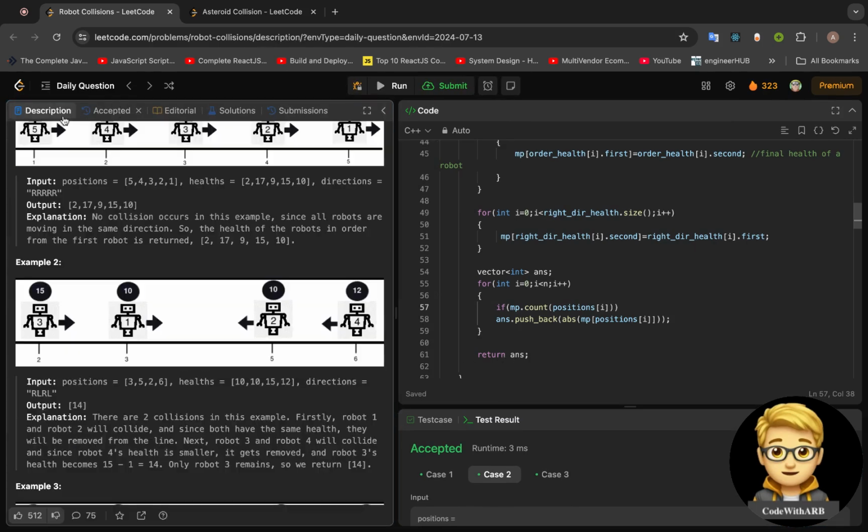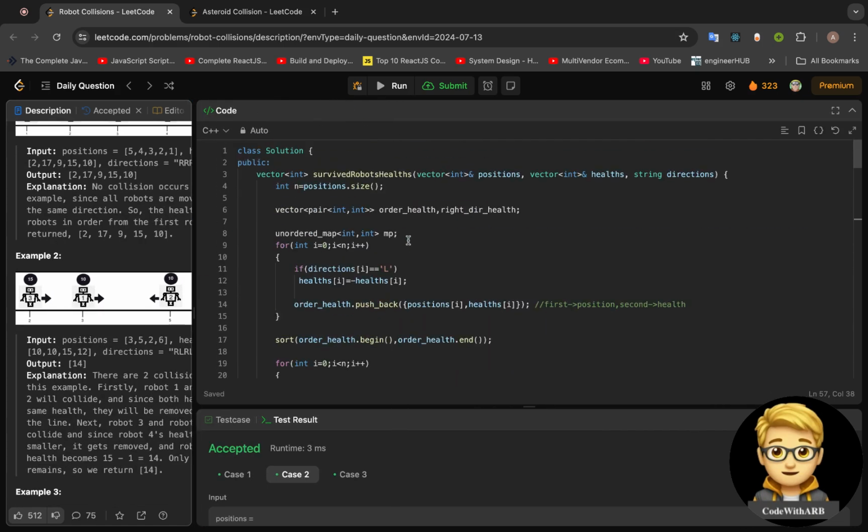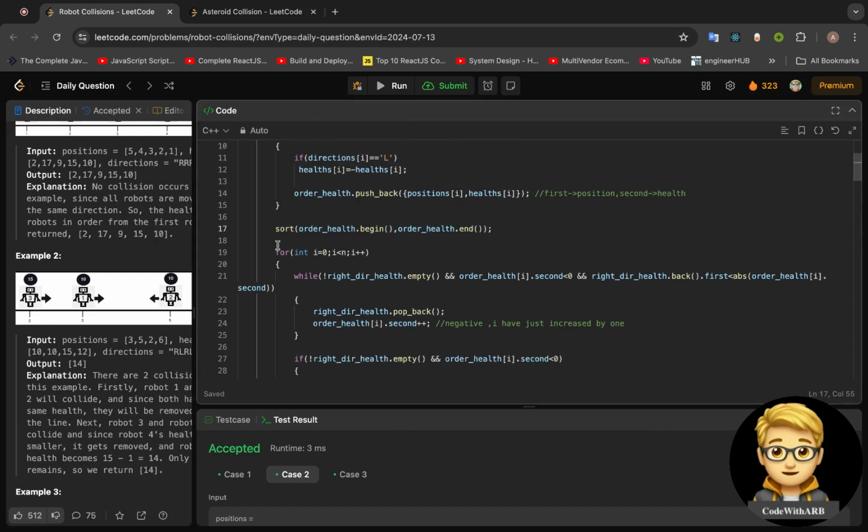Yeah, we have passed all the test cases. Okay, so there is a lot of implementation, so we will analyze it from the starting part. The first thing is that we have arranged according to the positions, so we have sorted it according to the positions order.